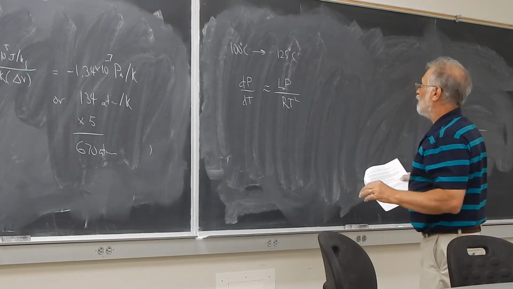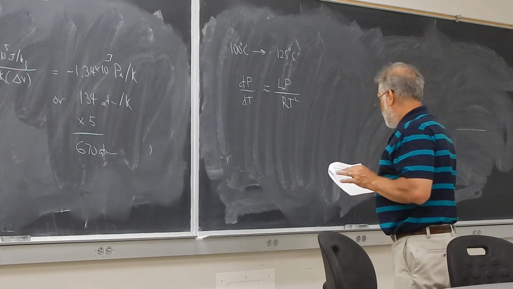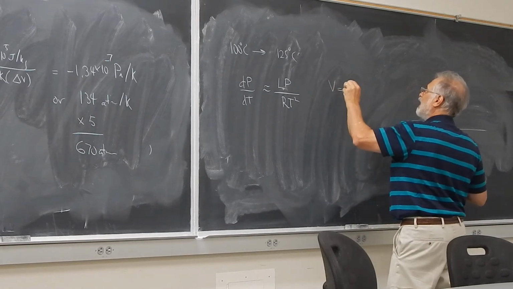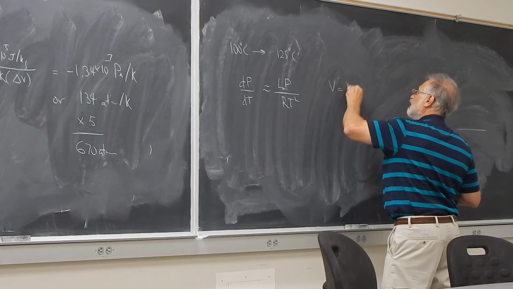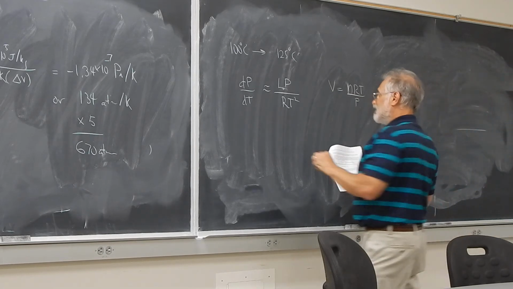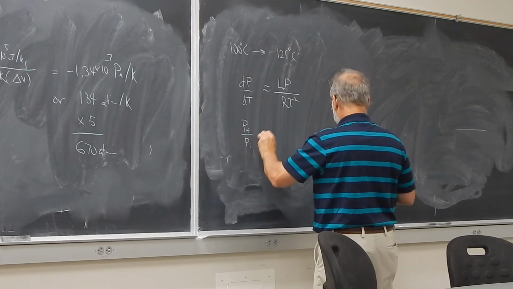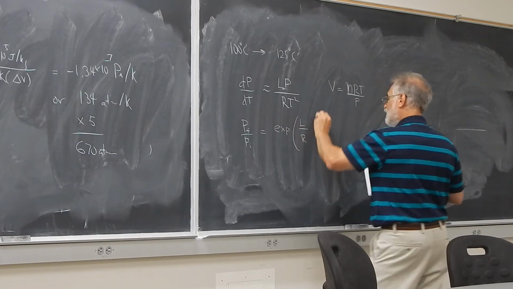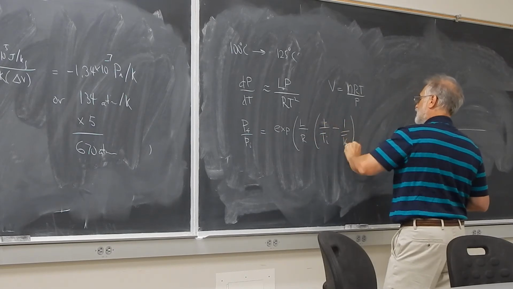And by the way, where does this come from? Well, all I'm doing is using the ideal gas law. So that being the case, I can replace my expression for volume by nRT over P. When I do that, I have an expression that I can work with. I can separate variables and write P final over P initial is equal to e to the L over R, times 1 over T initial minus 1 over T final, if I integrate both sides.